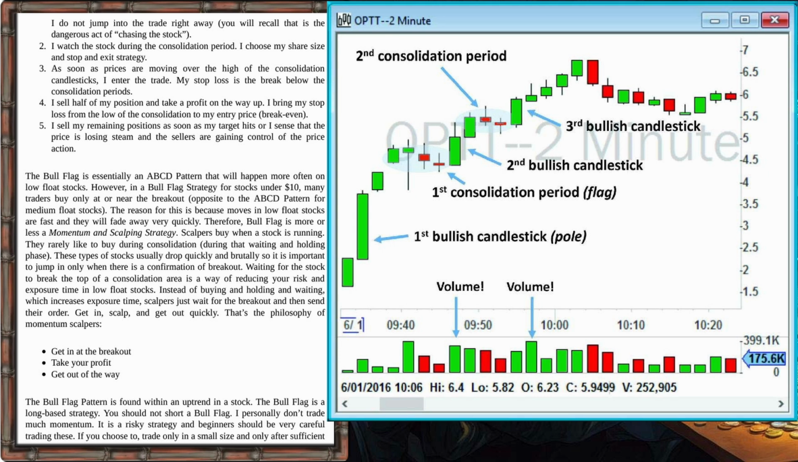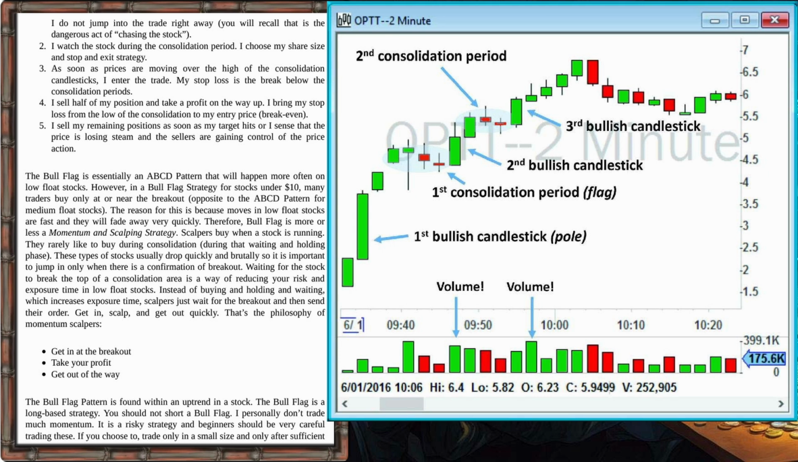The bull flag is essentially an ABCD pattern that will happen more often on low float stocks. However, in a bull flag strategy for stocks under $10, many traders buy only at or near the breakout, opposite to the ABCD pattern for medium float stocks. The reason for this is because moves in low float stocks are fast and they will fade away very quickly. Therefore, bull flag is more or less a momentum and scalping strategy.